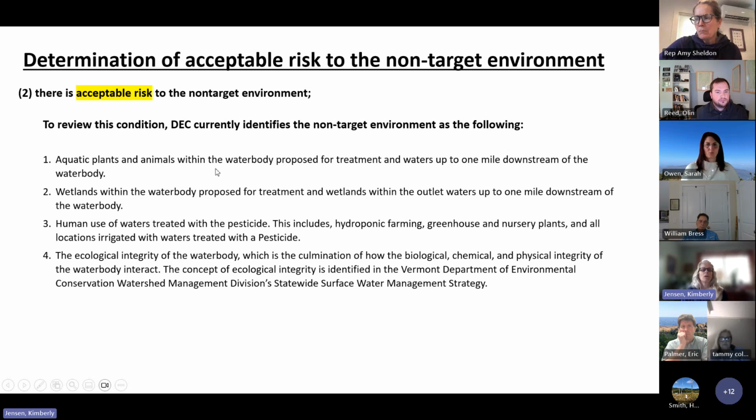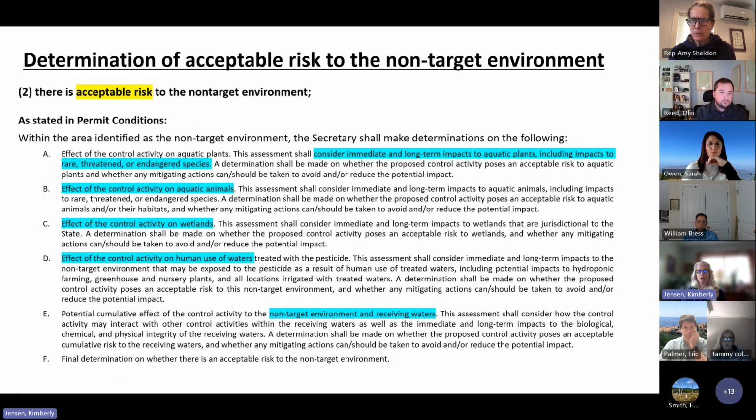Currently we identify the non-target environment as demonstrated here: the aquatic plants and animals within the water body proposed for treatment and waters to 1 mile downstream of the water body, the wetlands, the human use of waters treated with a pesticide, including different commercial interests, and the ecological integrity of the water body, as identified in the DEC Watershed Management Division's statewide surface water management strategy. So what does that look like in the permit? It is highlighted here.